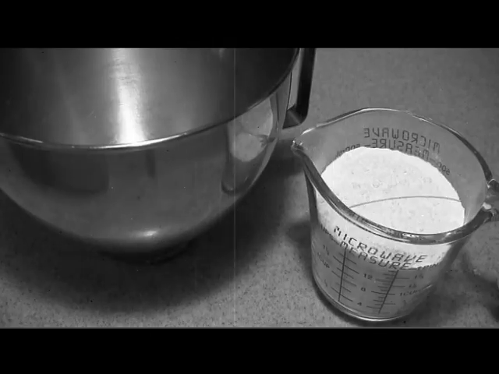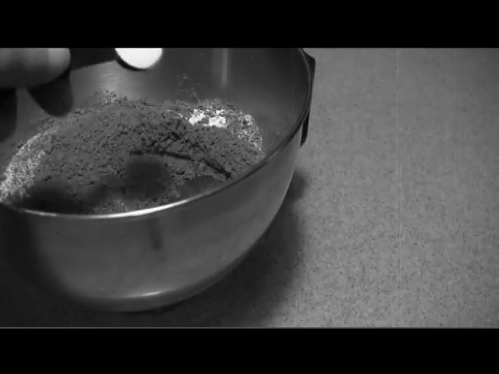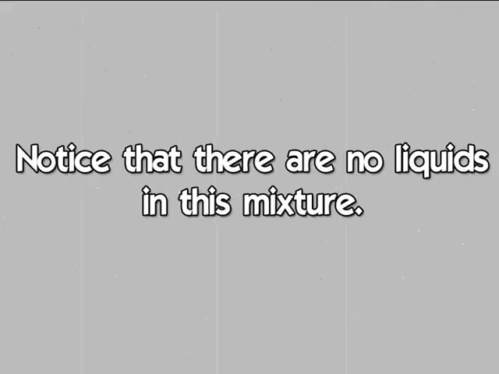Now that your oven is all hot, stir together the sugar, flour, cocoa, baking powder, baking soda, and salt in a large bowl. Notice that there are no liquids in this mixture. That is because a majority of the products in the bowl react with water, which comes later.